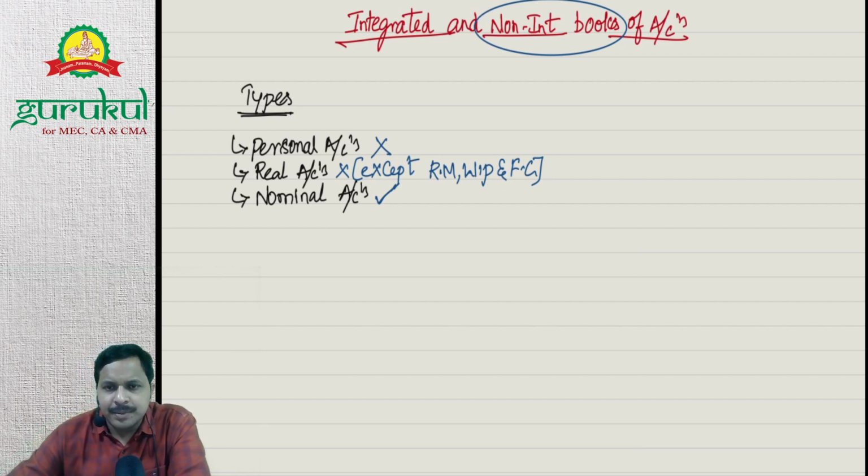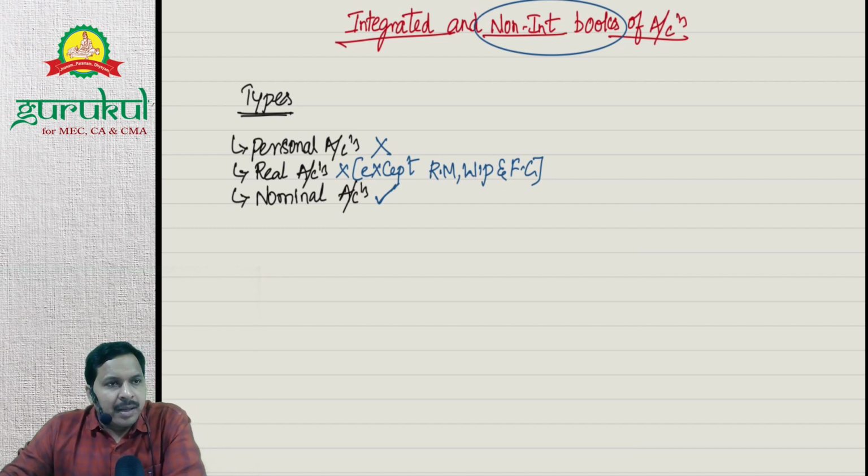Nominal accounts are expense related or cost related. Since it is cost accounting, we require all types of costs, and hence we open all nominal accounts. Cost accounting doesn't require personal accounts. Have we disclosed anything about this in the cost sheet? No.